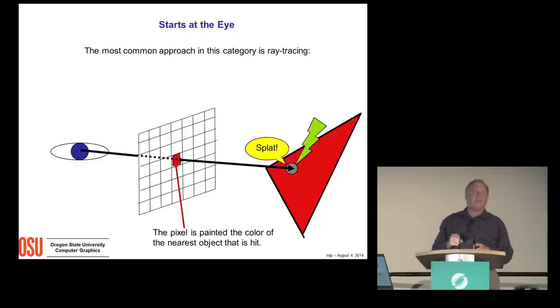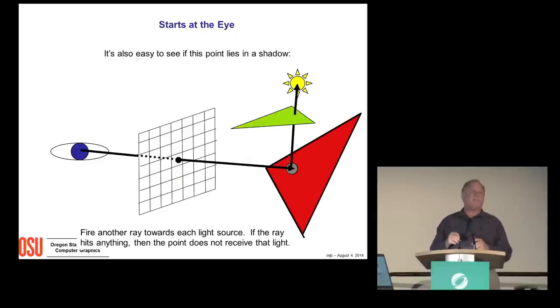Well, we can do shadows, arbitrary shadows on weird-looking surfaces, simply by starting here and firing another bullet. Fire another bullet towards the light sources, and if something, anything, is in the way, that means this light source doesn't get to that point, and it must be in a shadow. Okay, that's kind of cool, because it doesn't have to be flat objects. It could be anything. All right, but it gets even cooler.